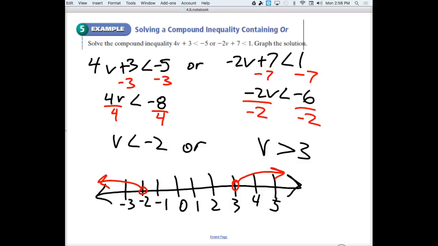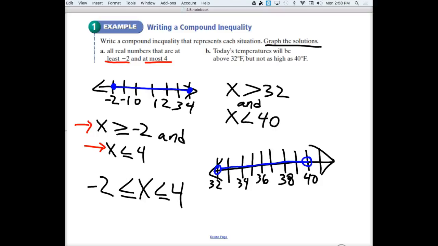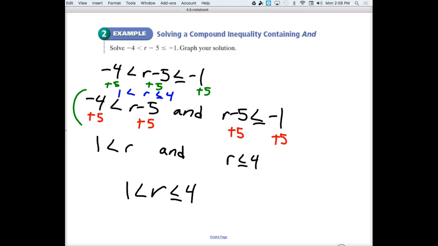Or, if we're going back to the ones with and, remember, you can do it all in one step as long as you add to each part of your inequality. As long as we solve and do the same steps for all three parts, we can do it in one step, or you can simply also split it up like we do with the or.